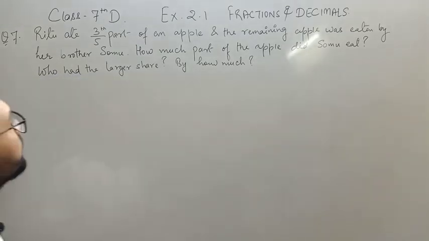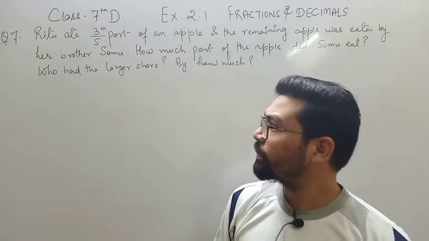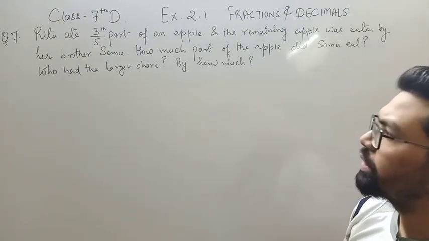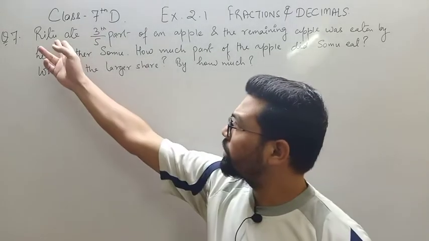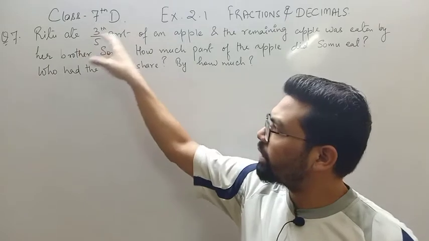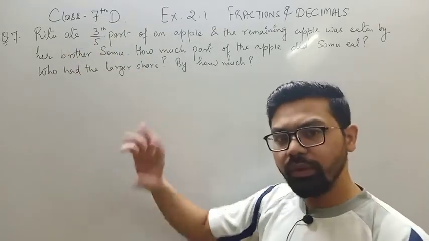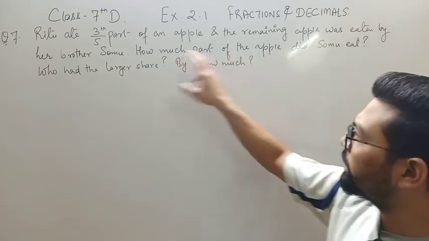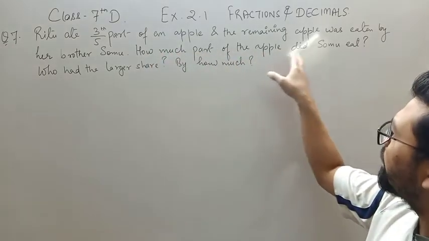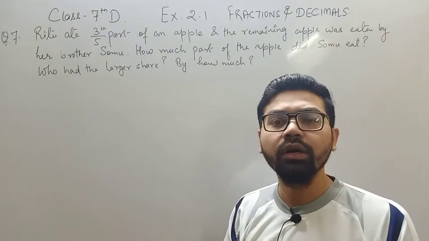Ritu ate 3/5 part of an apple and the remaining apple was eaten by her brother Somu. Okay, so what the question says is that Ritu had an apple, and Ritu ate 3/5 part of that apple, and the remaining part, you have to find out how much part of the apple Somu ate. So what was the remaining part of the apple that Somu ate?